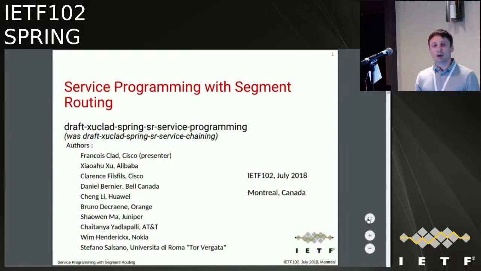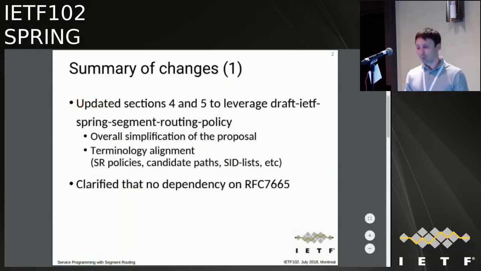But you can also leverage the information in the SRH and the segment list, as well as other information, in order to do some advanced programming stuff like looping, branching, and so on. So the major change in the document is that we updated sections 4 and 5 to leverage the segment routing policy architecture that has just become a working group document. This resulted in an overall simplification of the proposal.